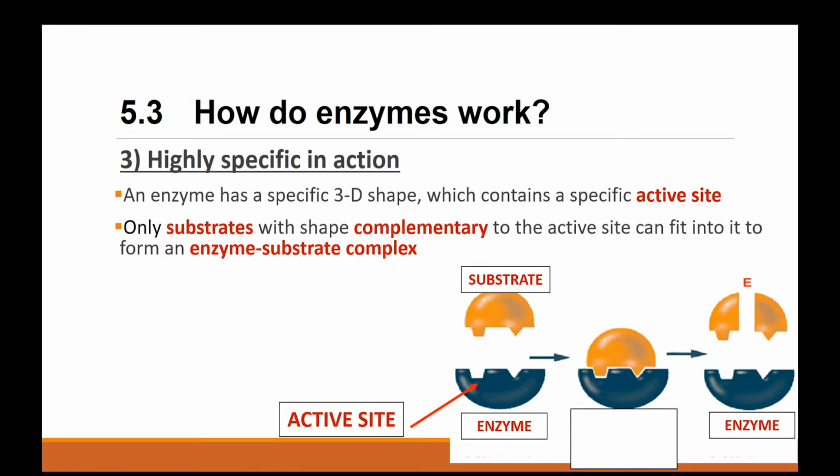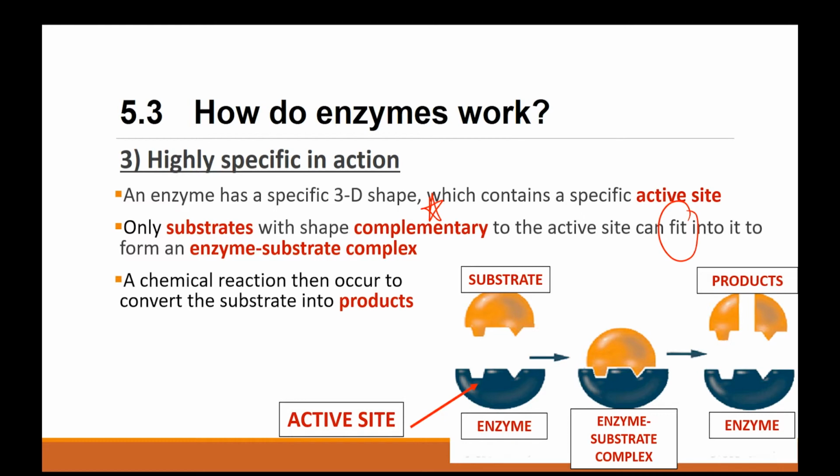Now, how do we describe this similarity in the shape? We say that the substrate has a shape that is complementary. This is a keyword that you must remember. Complementary means it's the opposite shape. Okay? So only substrates with the shape that's complementary to the active site can fit into it, and this forms the enzyme substrate complex that you know. Alright, so a complementary shape is needed for that to happen.